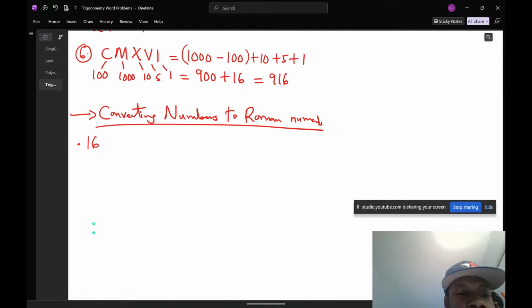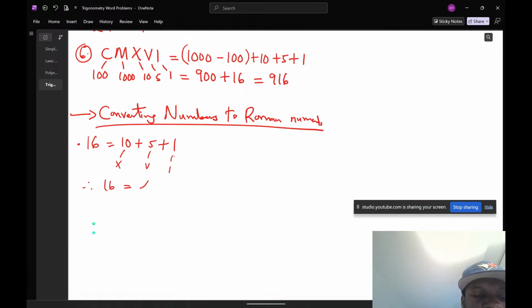So now we can break 16 into three significant numbers that are known in Roman numerals, right? So 16 is equals to 10 plus 5 plus 1. Okay? So we know the Roman numeral of 10, we know the Roman numeral of 5, we know the Roman numeral of 1. Okay? So now 10 stands for X, right? 5 stands for V. I stands for 1. So therefore, 16 in Roman numerals is XVI. Okay?